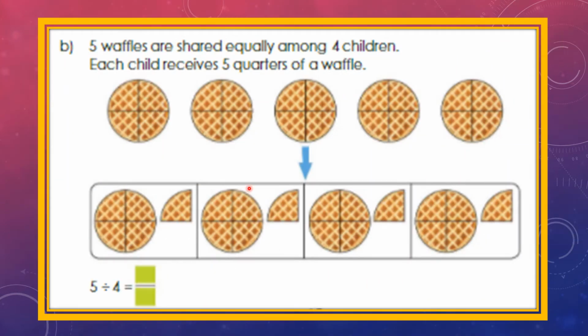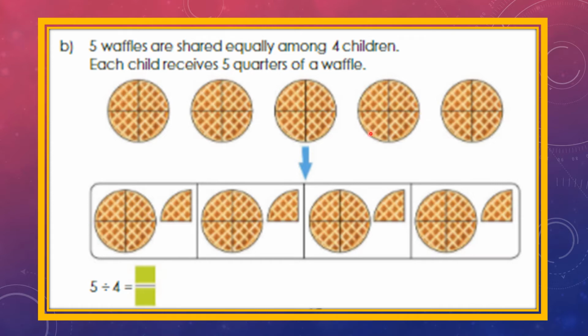In this slide, class, we'll be learning more on how to write the fraction from this picture. So we have here 5 waffles, so 5 pictures of waffles. What we'll do here is divide each waffle into 4 equal parts. So we have 1, 2, 3, 4, 1, 2, 3, 4, 1, 2, 3, 4, 1, 2, 3, 4. As you see, they are now divided into 4 equal parts. Next, class, we're going to distribute the slices to the 4 children, because we need to share the 5 waffles equally among the 4 children.